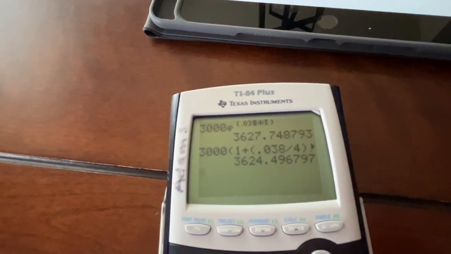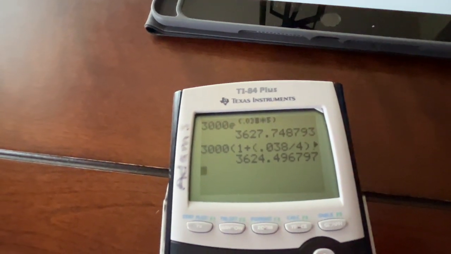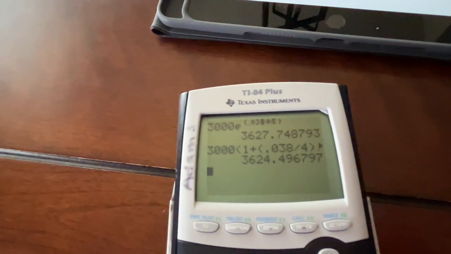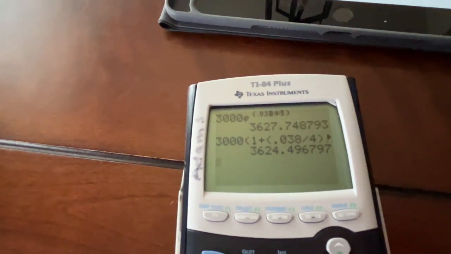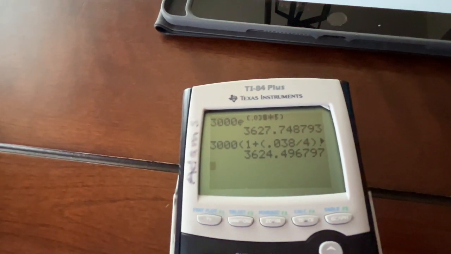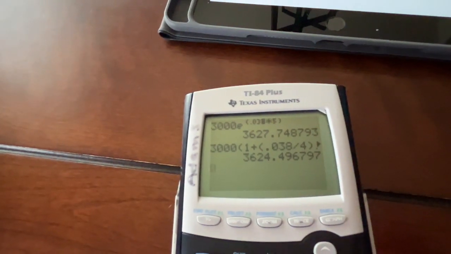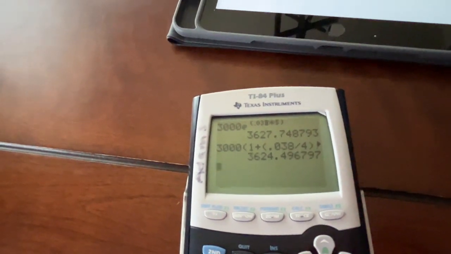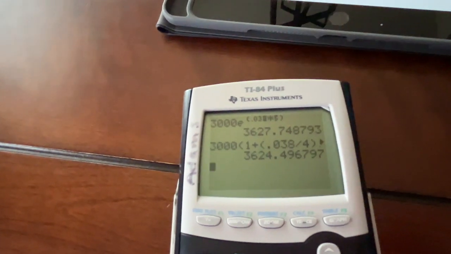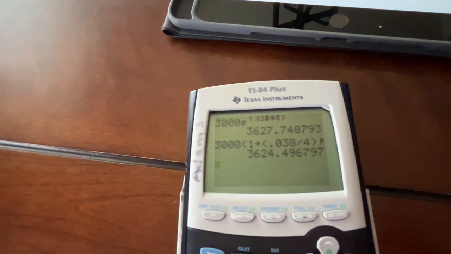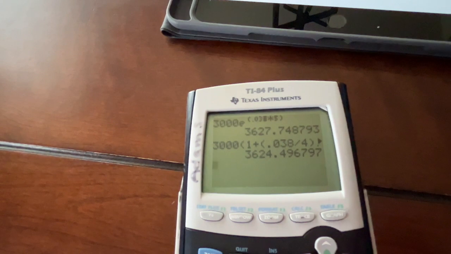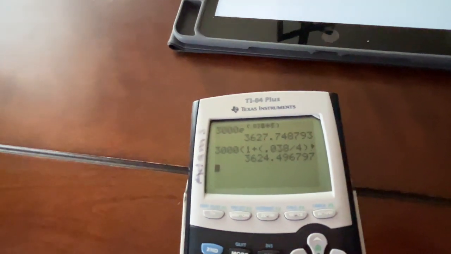So it's a little bit of difference, but if you had a higher interest rate and more money to begin with and a longer period of time, there'd be a greater difference. So generally, if you're the one that's earning the interest, you're not paying the interest, you want it to be compounded more often. If you're paying the interest, you don't want that because it's going to be more money that you have to pay. Anyway, there you go.